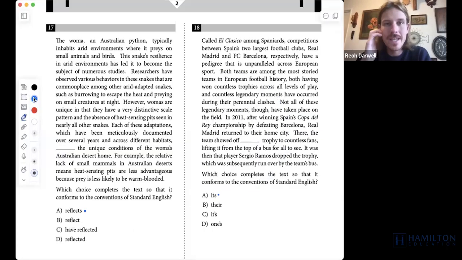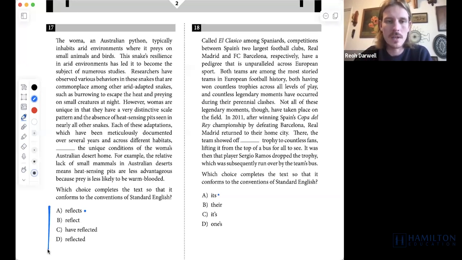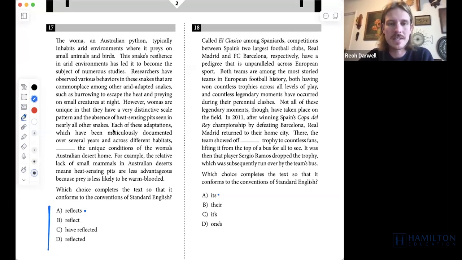Okay, so 17 is a number question for tense. So we want to make sure that we're using the right number and tense for our conjugation. And we want to make sure that we are checking what we use to create that conjugation in tense. So we want to look up here. It says each of these adaptations. Each shows that we are in the singular. If you're missing questions like this, I might suggest that you underline what you're actually looking at. Why do we know it needs to be each?